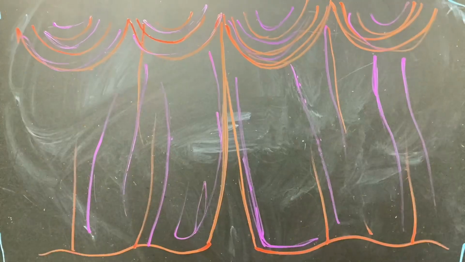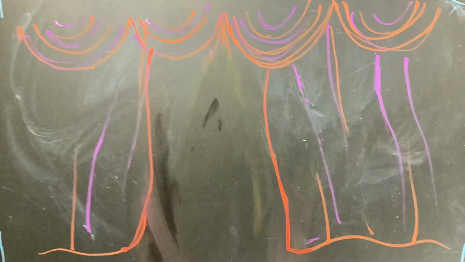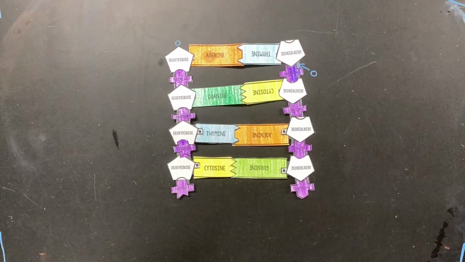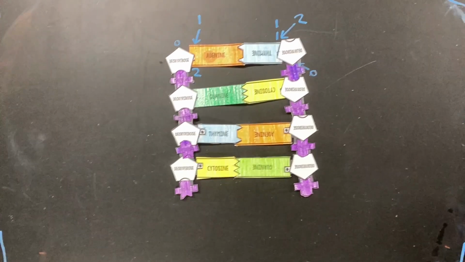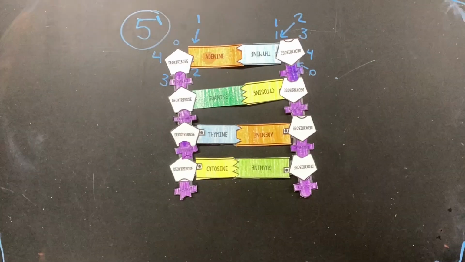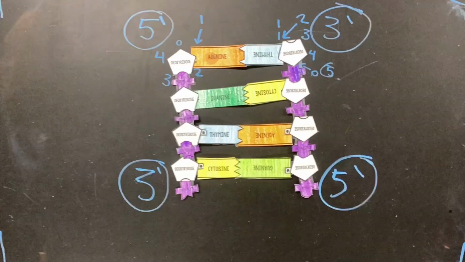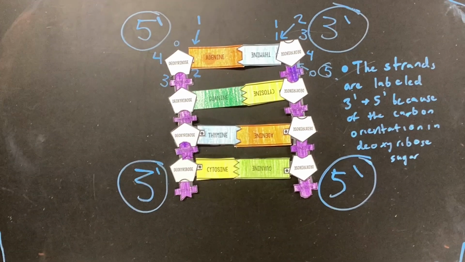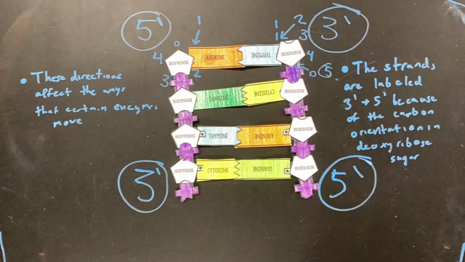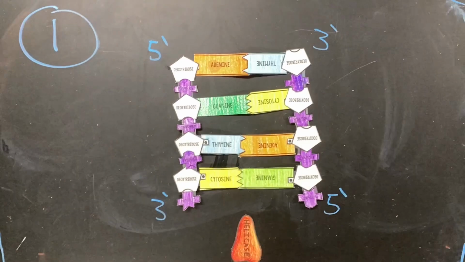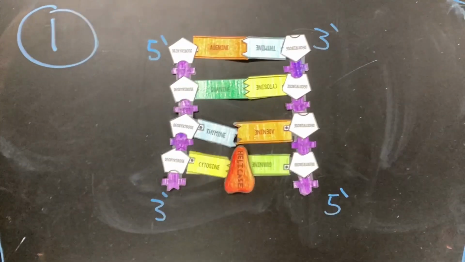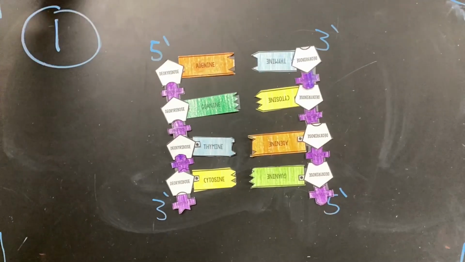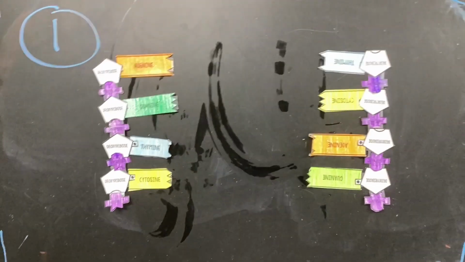Going back to 5' and 3', these classifications are determined by the deoxyribose sugars on each strand. The strands are labeled 3' to 5' because of the carbon orientation of the deoxyribose sugars. These directions affect the way that the enzymes will travel through each strand. The first step of DNA replication is conducted by helicase, which runs through the hydrogen bonds between the nitrogenous bases and opens up or separates the strands.